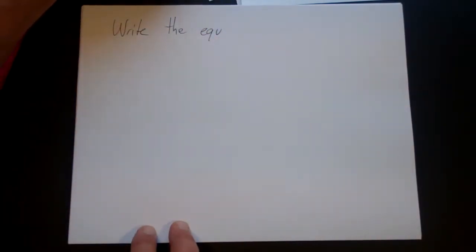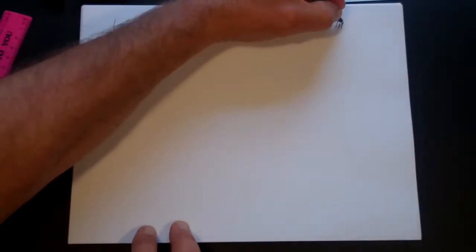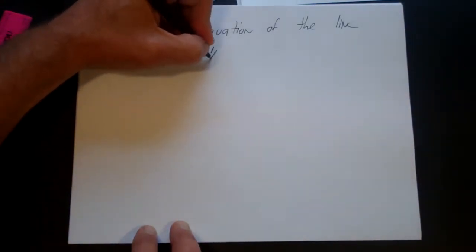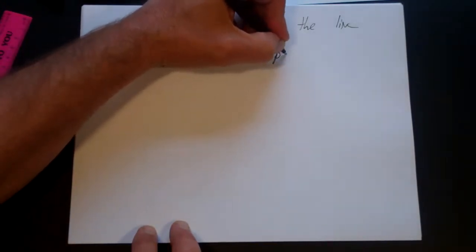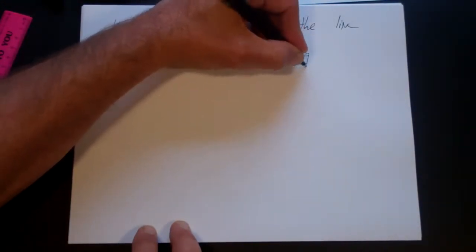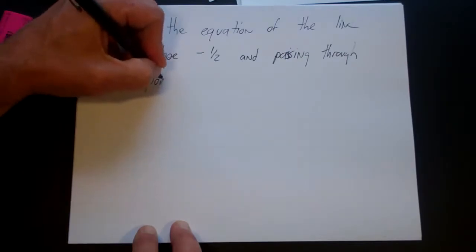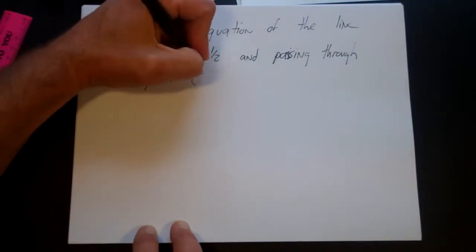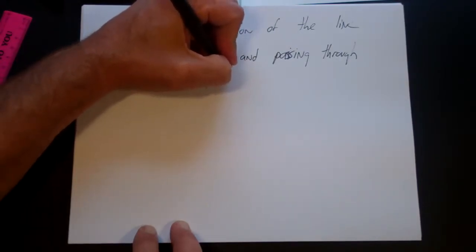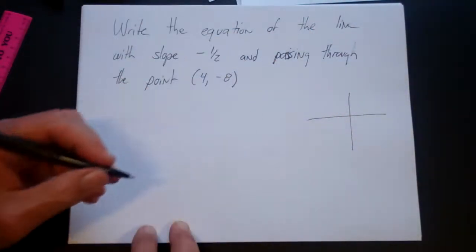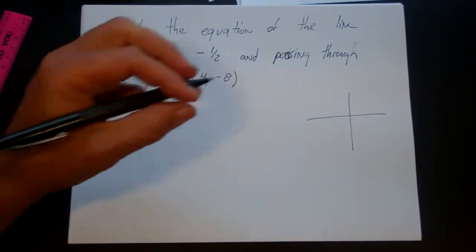So let's write the equation of a line with slope of minus 1/2 and passing through the point (4, minus 8). So we kind of see what's going on here. We don't necessarily need to draw a graph, but it helps us if we just think in our head what this sort of looks like.